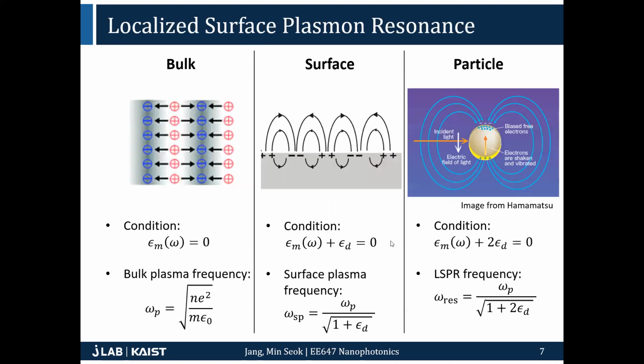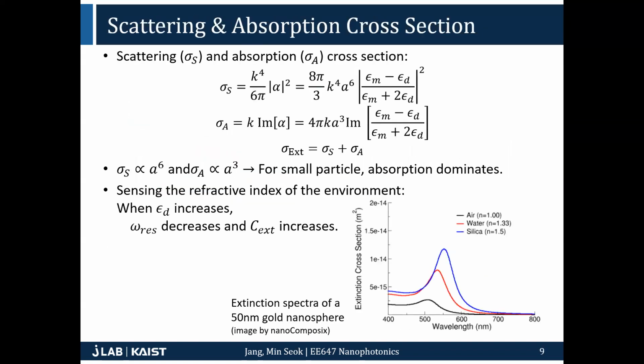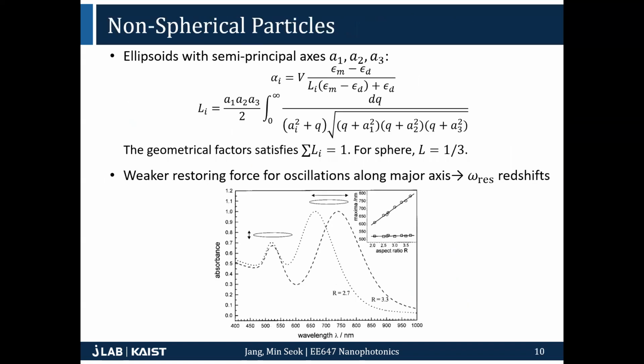Then we tried to compare and gave some hand-wavy arguments for the resonance conditions in the bulk, surface, and particle localized surface plasmon cases. We also talked about the scattering and absorption cross-section of the nanoparticles. And here I want to give you some more information about what's going to happen if we move away from the ideal situation.